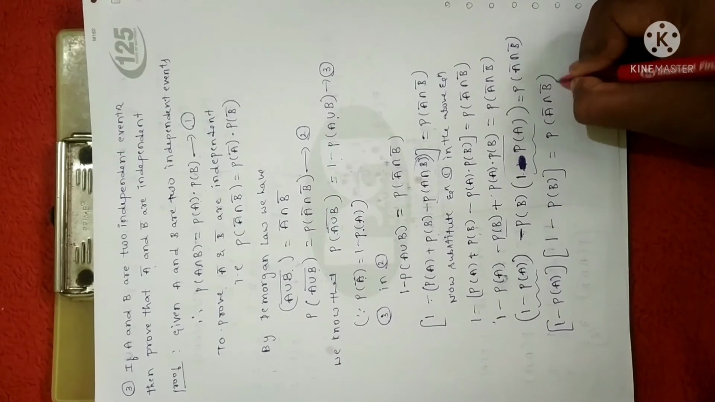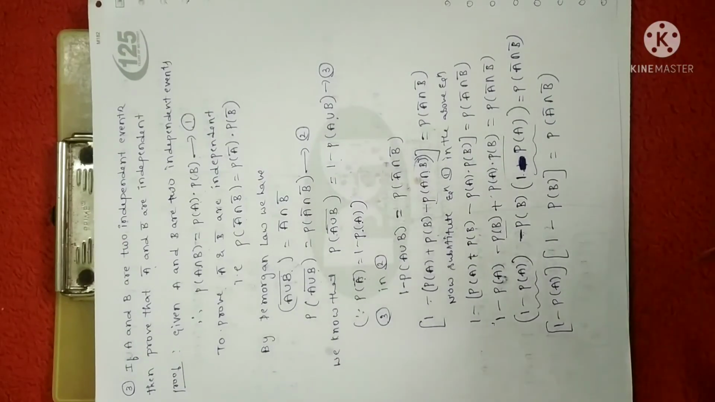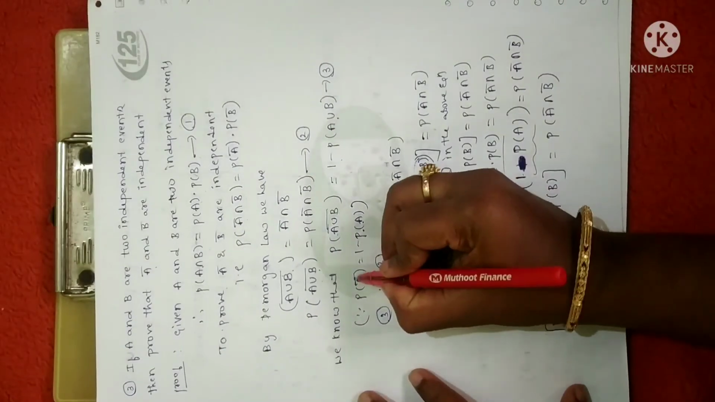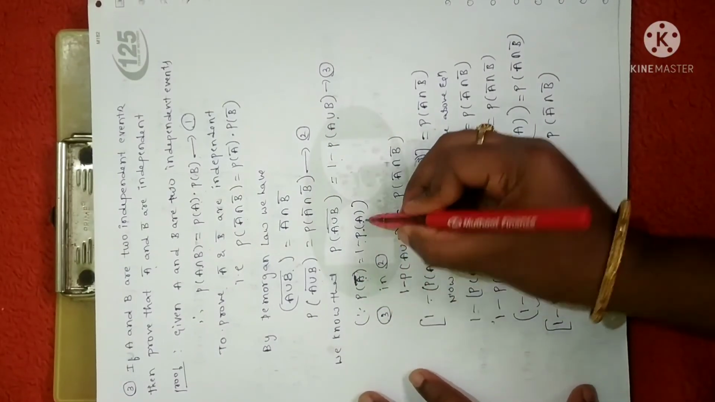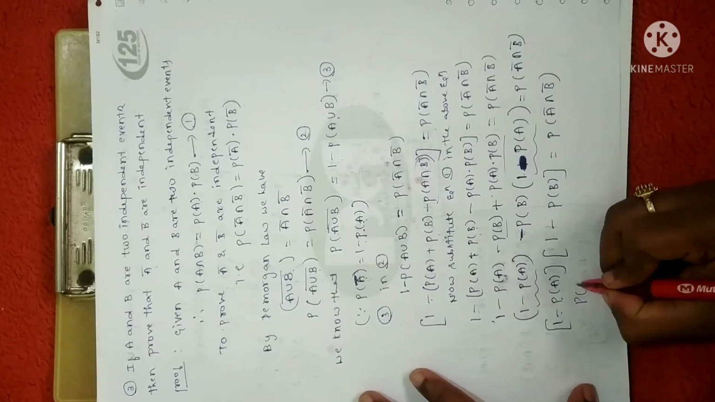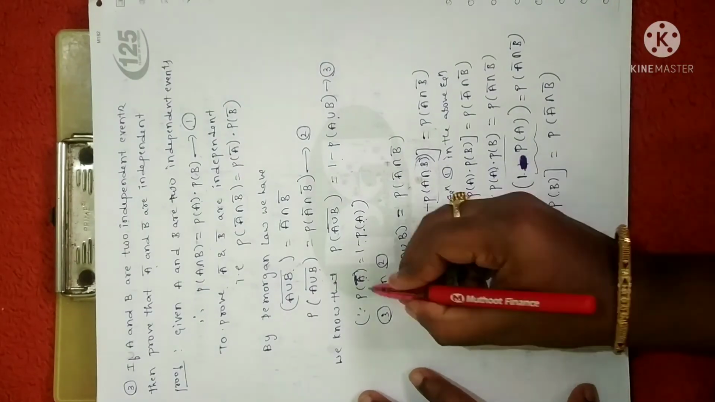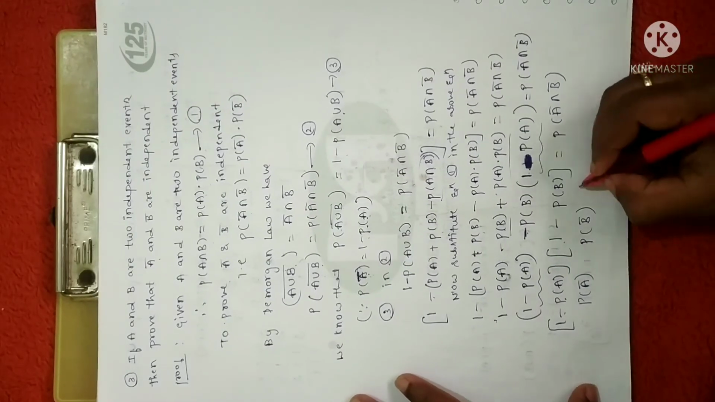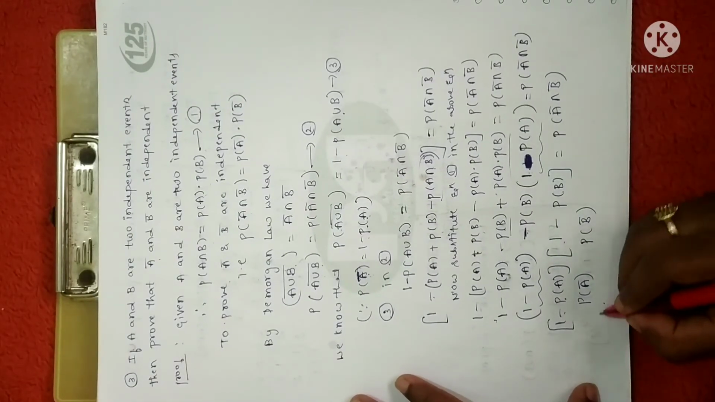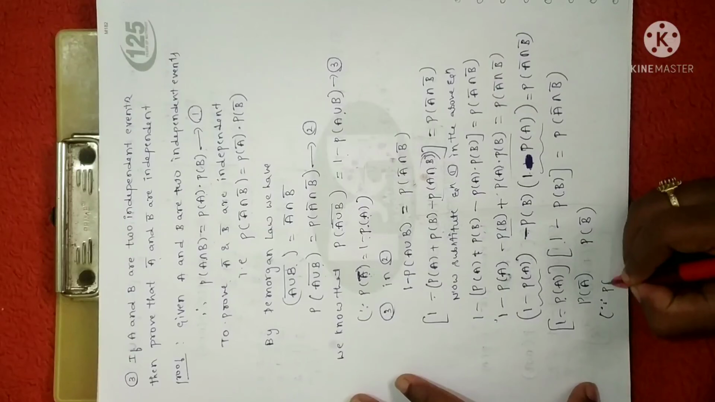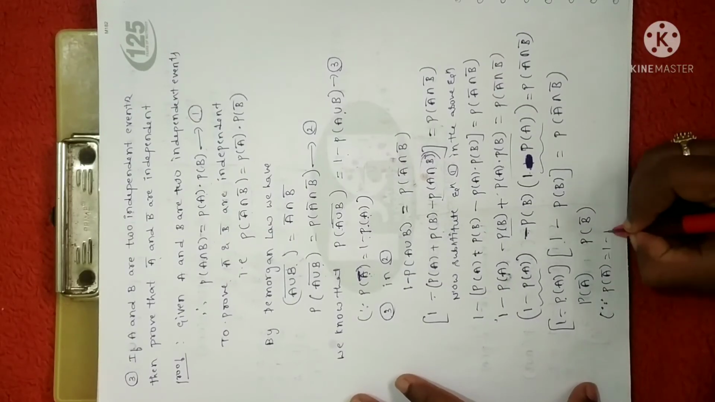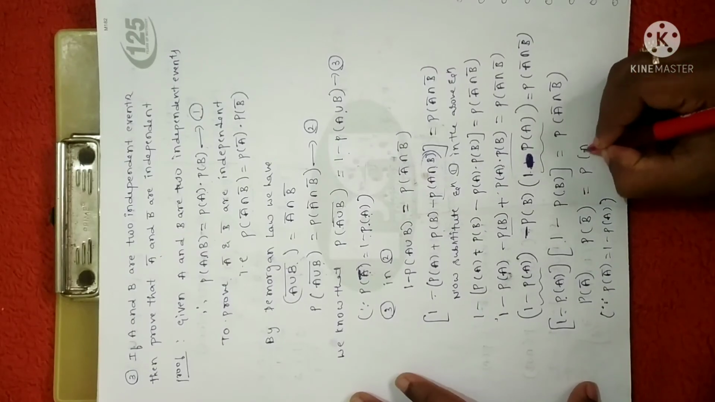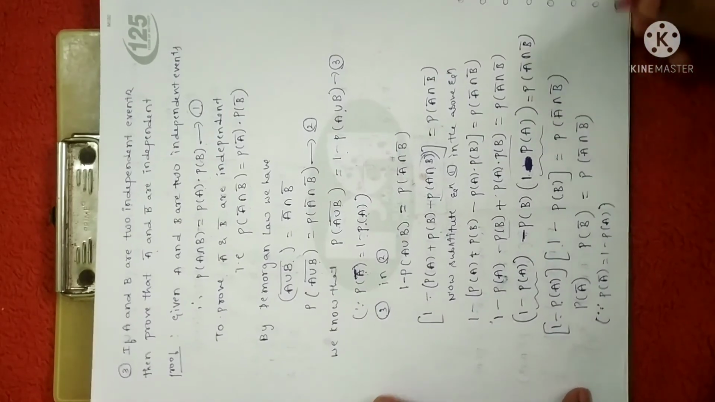bar intersection B bar. Now how can we write 1 minus P of A by using the complementary event? See here, P of A bar is 1 minus P of A. 1 minus P of A is P of A bar. Similarly, 1 minus P of B is P of B bar. If you want, you can write the reason here, because P of A bar is equal to 1 minus P of A. Fine, which is equal to probability of A bar intersection B bar.